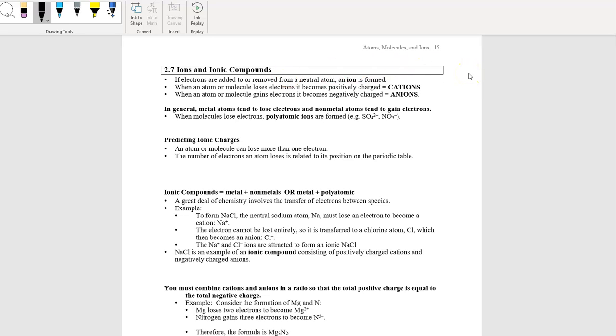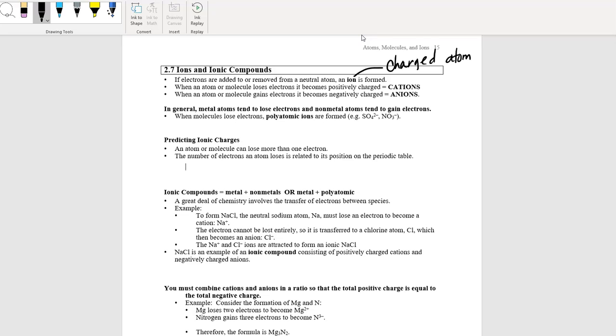Okay, so there's two types of ions. There are atoms that like to lose electrons and there's atoms that like to gain. Okay, so first of all, knowing the definition of ion is very key. The definition of ion means charged atom. So atom with a charge.